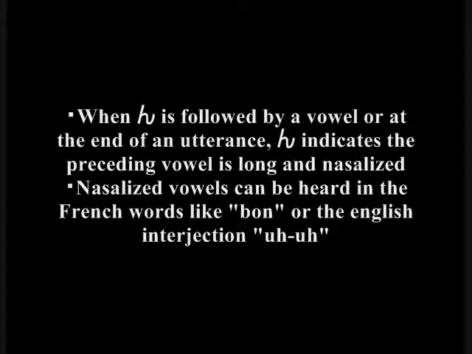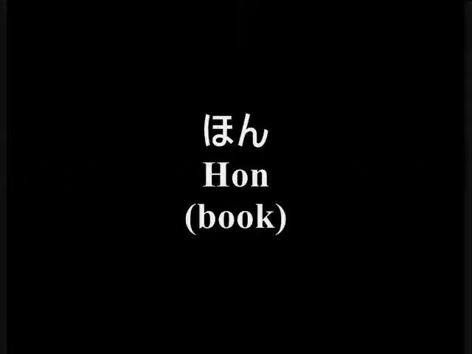One variety of the n pronunciation merits discussing here. When it is followed by a vowel or at the end of an utterance, n indicates that the preceding vowel is long and nasalized. You hear nasalized vowels in French words such as bon, or the English interjection as in no. For example, hon, book.